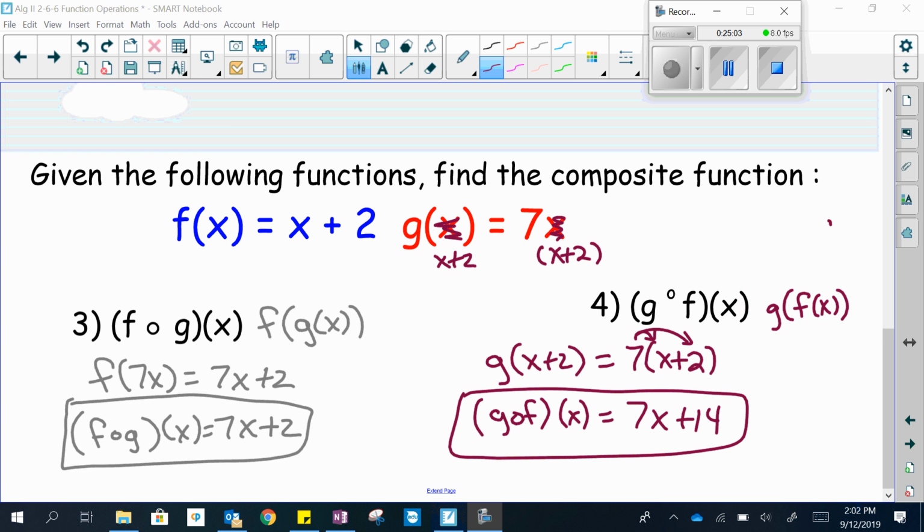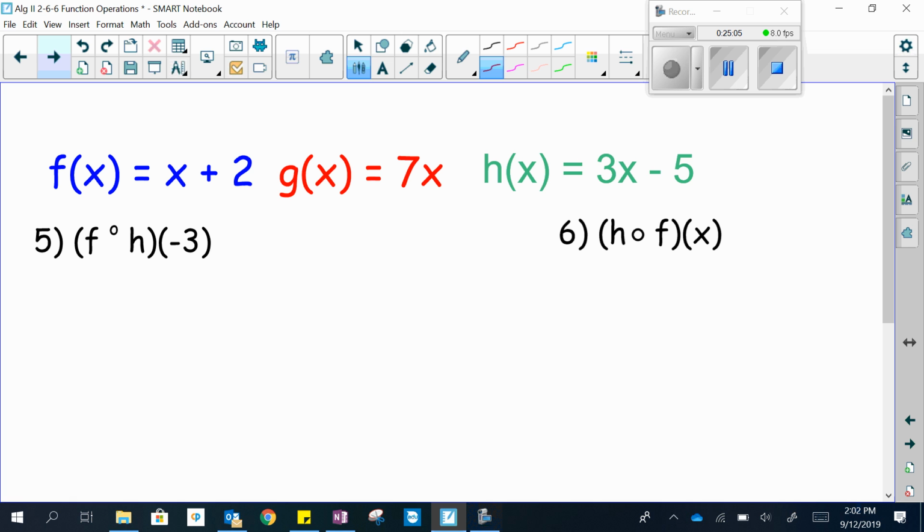I'm going to pause it. All right, here we go. Moving on to the next page. So how many different types of functions do we have? 3. We have an f function, a g function, and an h function. So we have to pay attention to which functions they want us to use, right? Number 5. How would I read number 5?